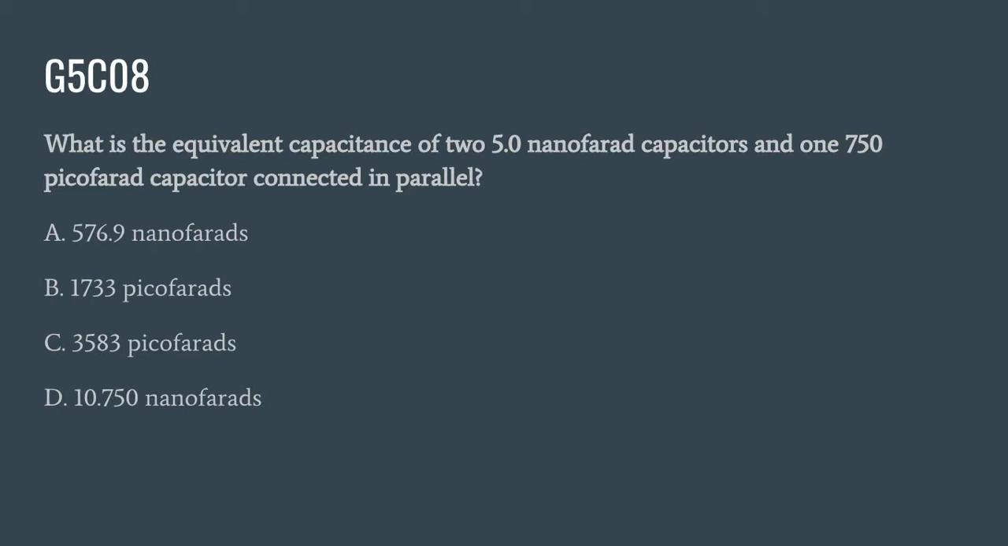G5C08. What is the equivalent capacitance of 2 5.0 nanofarad capacitors and 1 750 picofarad capacitor connected in parallel? A. 576.9 nanofarads. B. 1733 picofarads. C. 3583 picofarads. Or D. 10.750 nanofarads. Correct answer is D. 10.750 nanofarads.